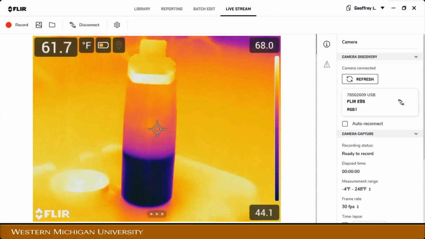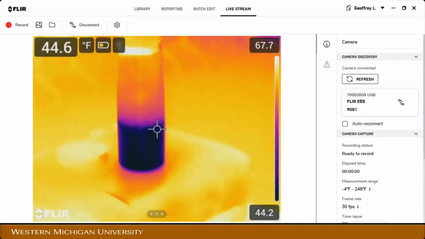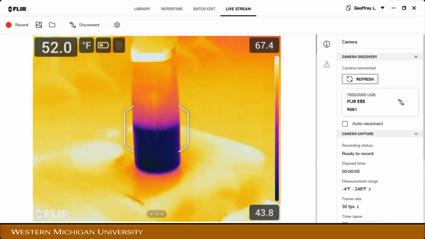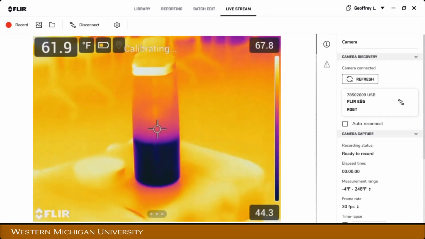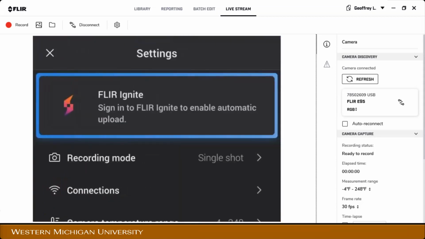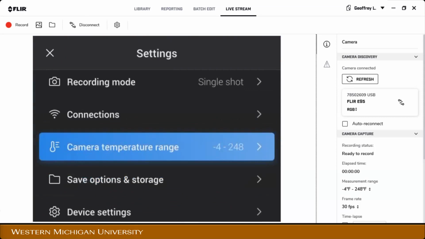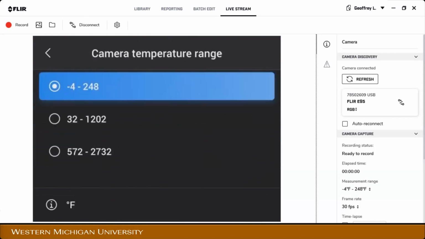In fact, right now it's set to auto. We can lock that in if we wanted to. And we can adjust it in the camera. We can adjust it in software after the fact. What the range is referring to is, on this camera, for instance, if I go into the settings, you can see there's a setting here for camera temperature range. And this camera is able to work in three different ranges. So -4 to 248 degrees, 32 to 1202 degrees, and this is all Fahrenheit. I have it set to Fahrenheit, and 572 to 2732.